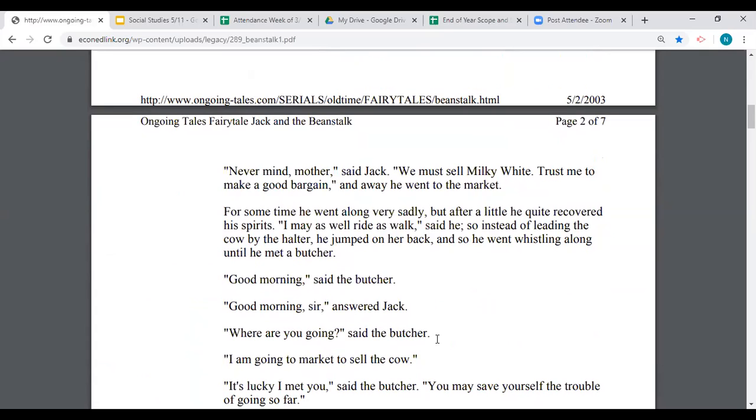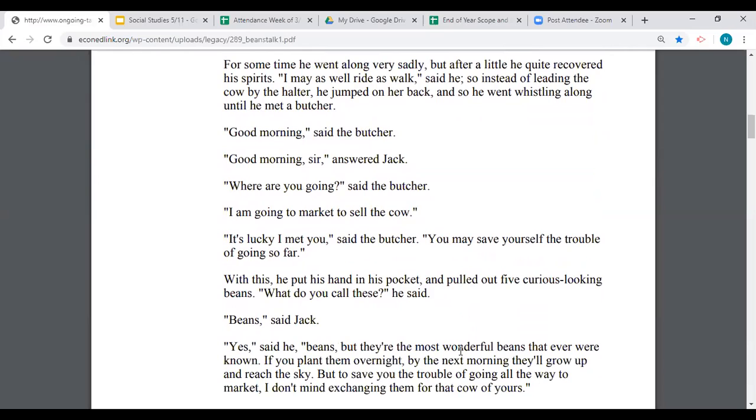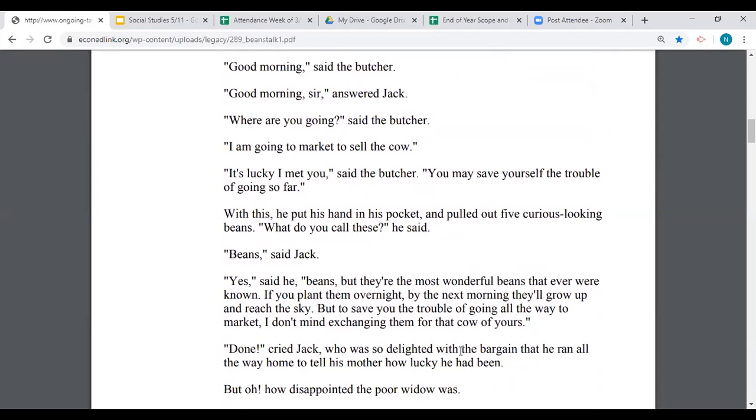"Good morning," said the butcher. "Good morning, sir," answered Jack. "Where are you going?" said the butcher. "I'm going to market to sell the cow." "It's lucky I met you," said the butcher. "You may save yourself the trouble of going so far." With this, he put his hand in his pocket and pulled out 5 curious-looking beans. "What do you call these?" he said. "Beans," said Jack.